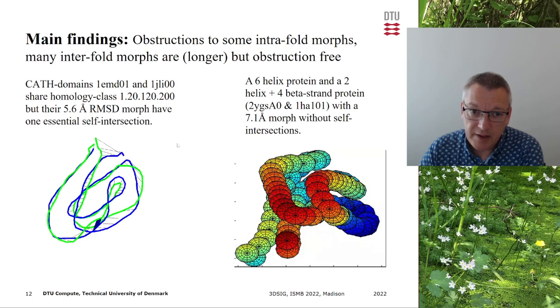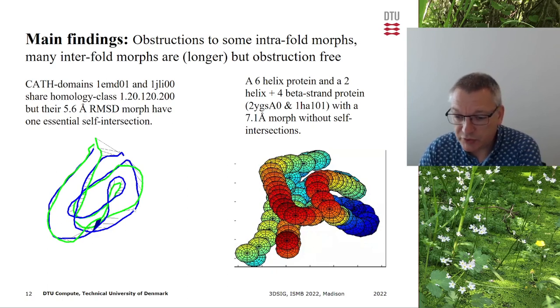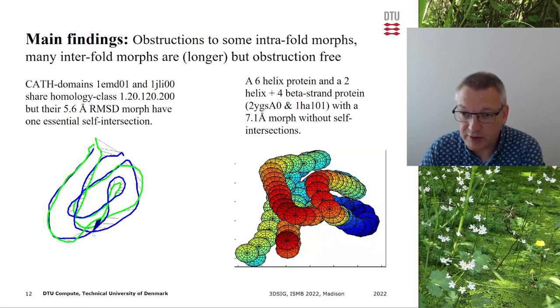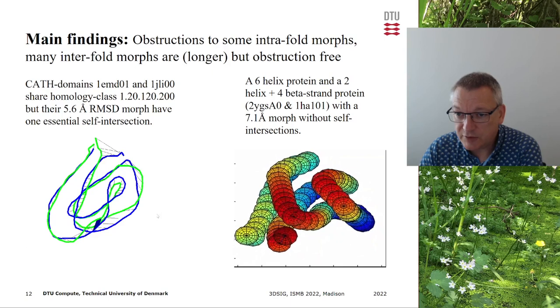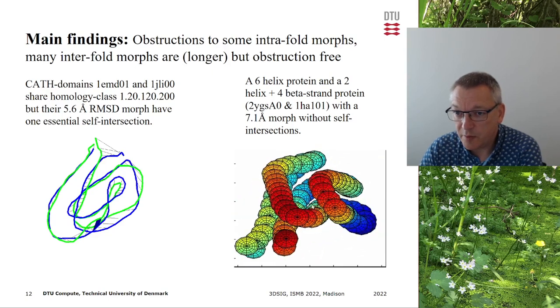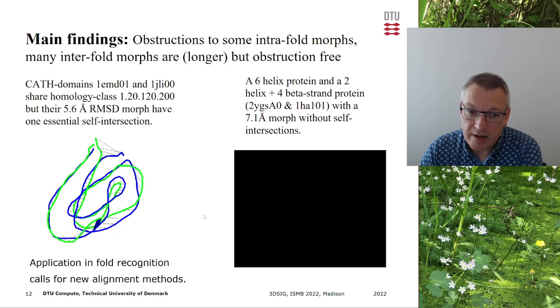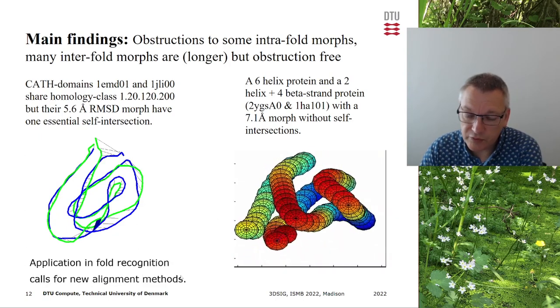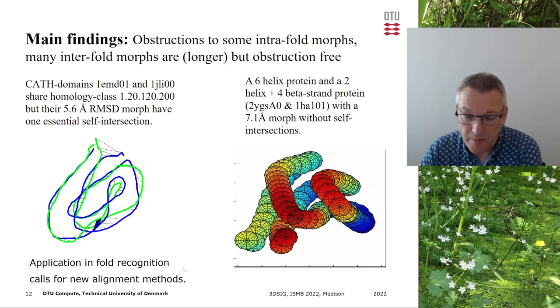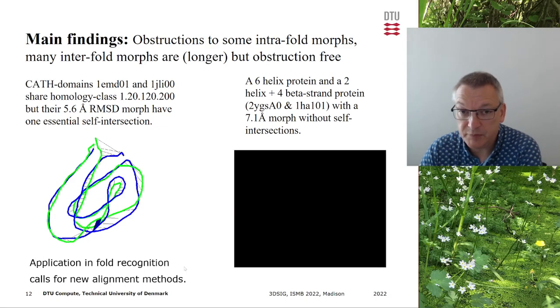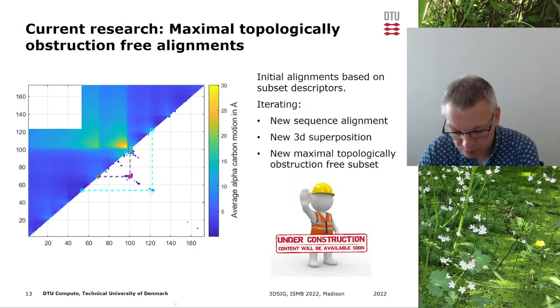So the main finding is that sometimes structures you think are very close are actually not close in the configuration space. Sometimes it's relatively easy to morph from one fold class to another fold class. And I think this calls for new alignment methods, which I'm actually developing. So allow me this one last slide.